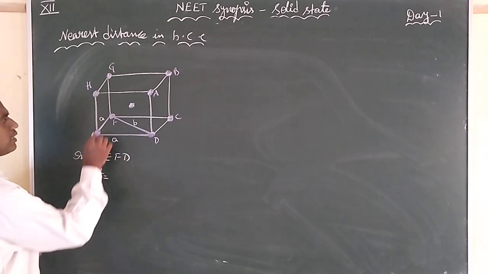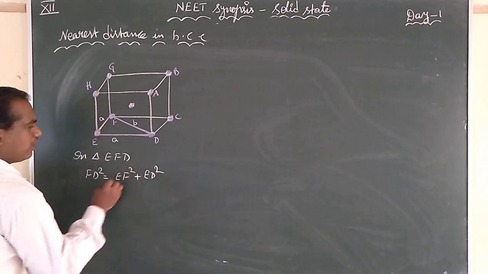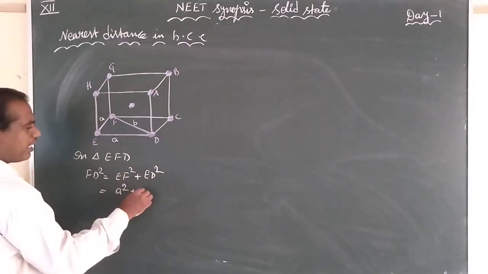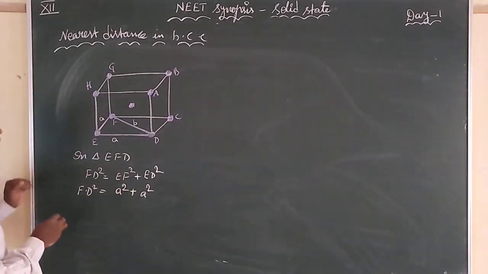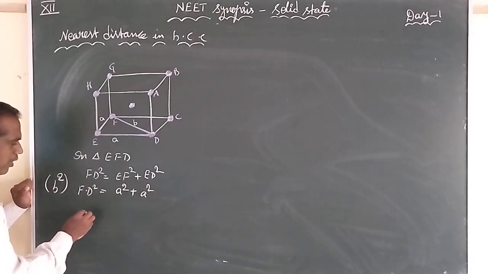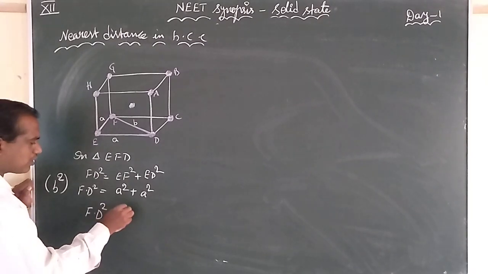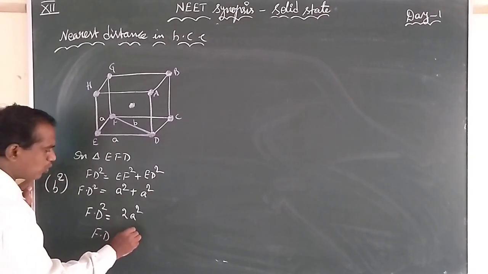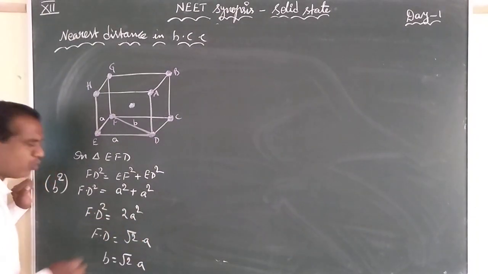FD square is equal to EF square plus ED square. What is the EF square value? A square. What is ED? A square. So FD square, you can write as 2A square, and you can also write it as B square. Your wish. You can represent it in any method. So FD is root 2 A, or we can say B is equal to root 2 into A.